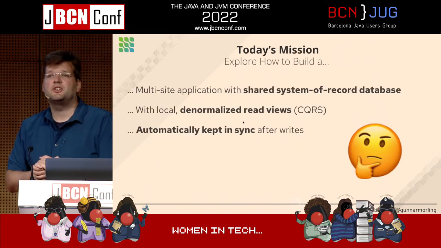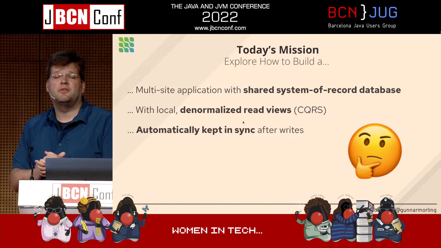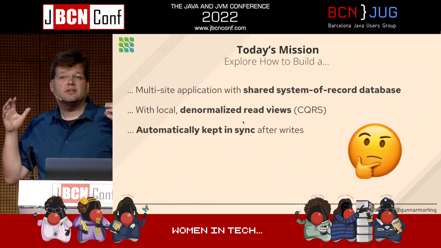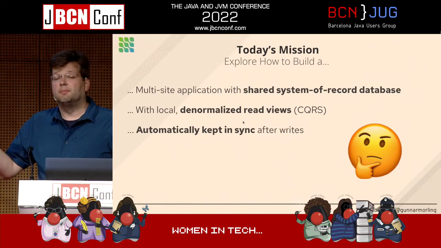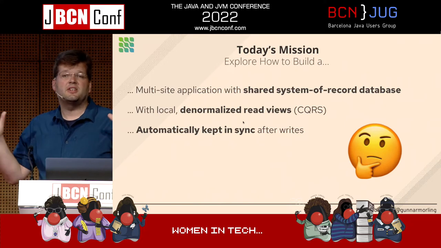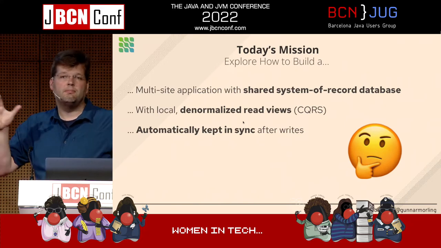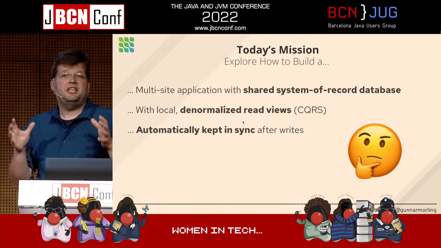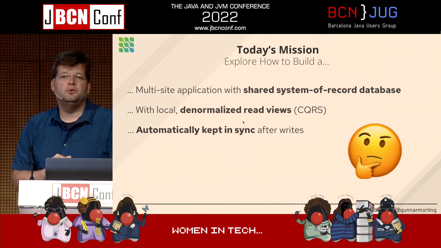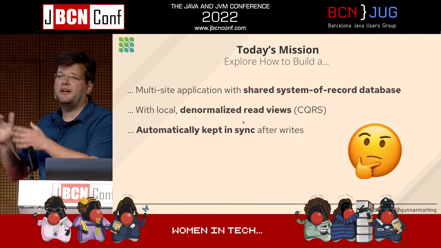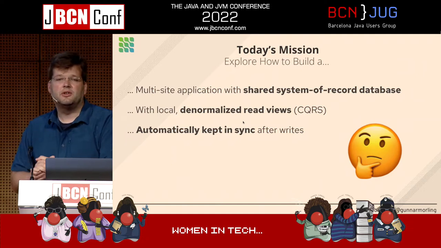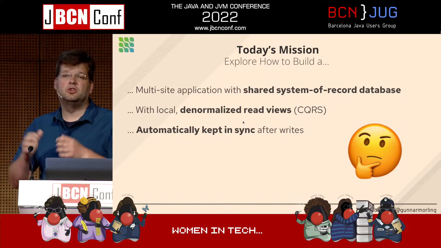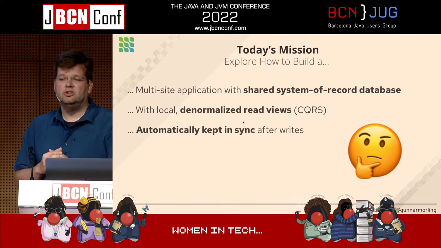And this leads us to the mission today, which I would like to cover with you. So I would like to propose to you how you can implement such a multi-site application with multiple instances, with a single system of record, and still keep local denormalized views of your data close to the user. So maybe you have heard about this CQRS pattern, command query responsibility segregation. So that's what we want to do, have those local denormalized views.